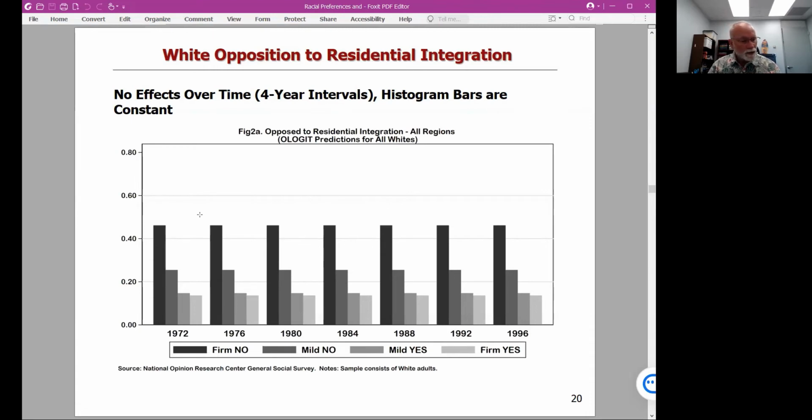And if you run a model with no X variables, you just get a baseline prediction, and that baseline prediction is the relative frequencies as they occur in the full sample. So what we see here is the prediction at every year is identical. It's the same bar graph. The leftmost bar, which is whites saying that it's wrong to oppose integration, is the most common frequency with almost 50% of the responses, and the other bars are lower. And it's the exact same set of bars all the way across.